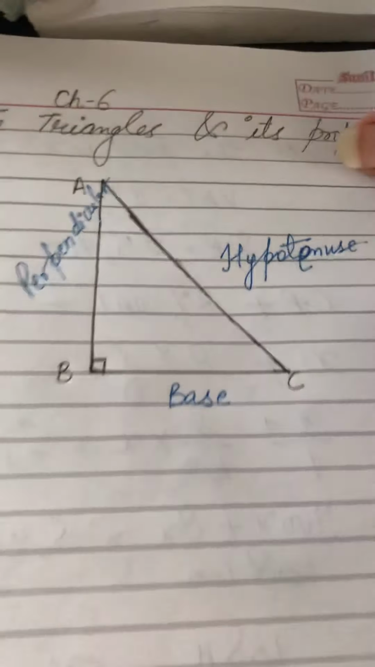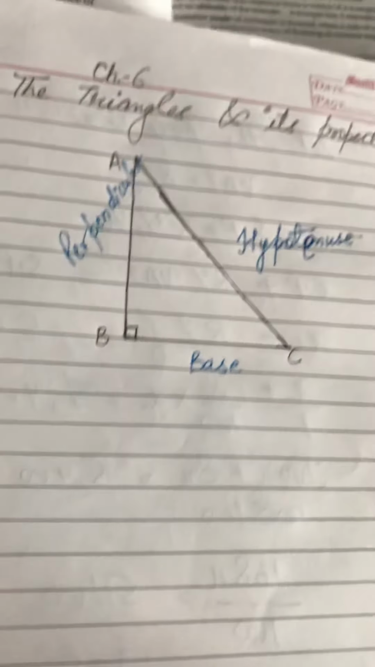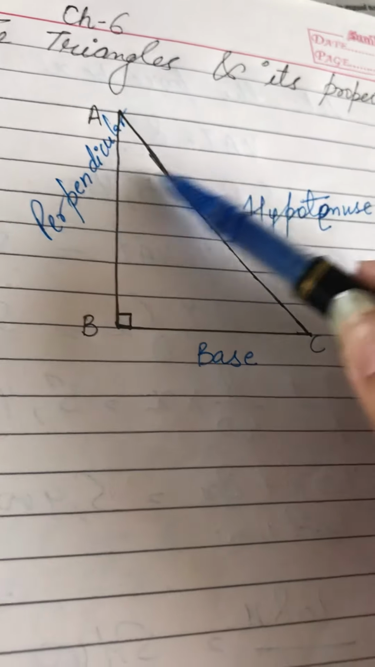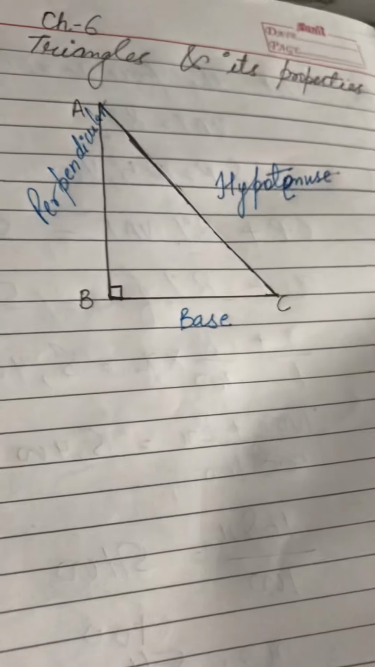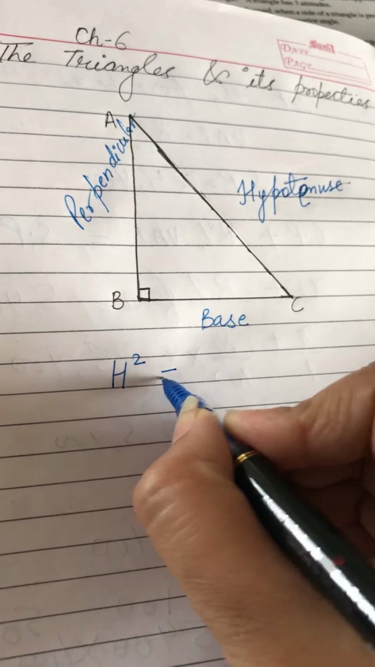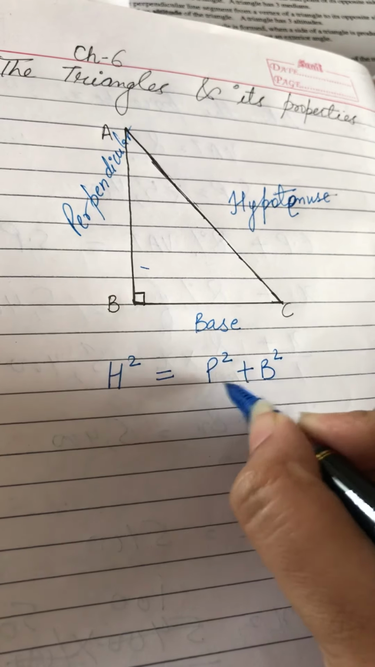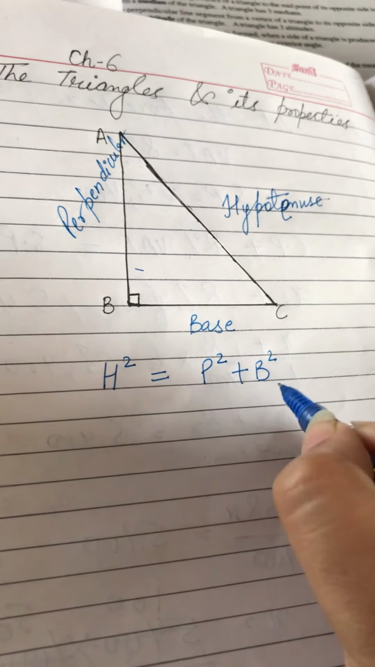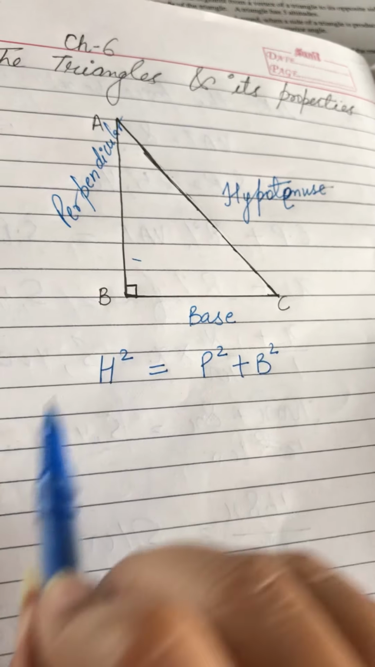Now there was a very famous mathematician, Pythagoras. He said that the three sides of the right angled triangle are related to each other. They are in a relation. And how they are related is that when the square of the perpendicular and the square of the base are added, the sum is always equal to the square of the hypotenuse.